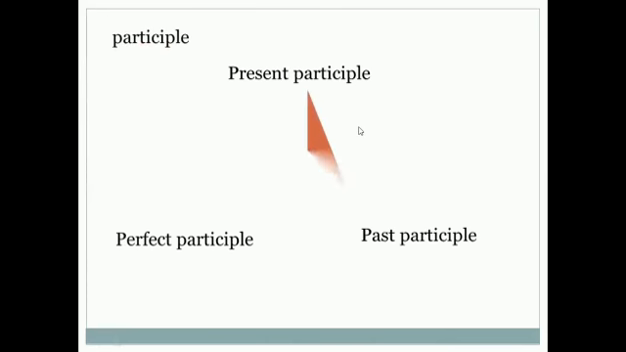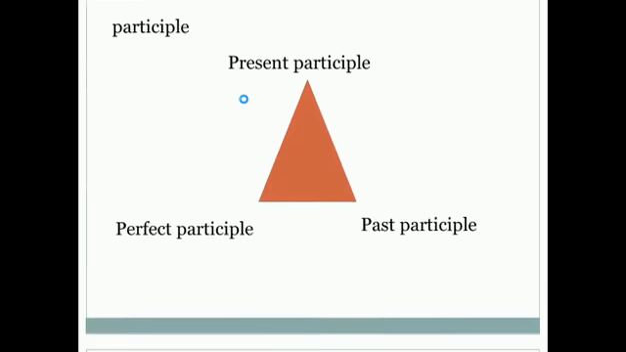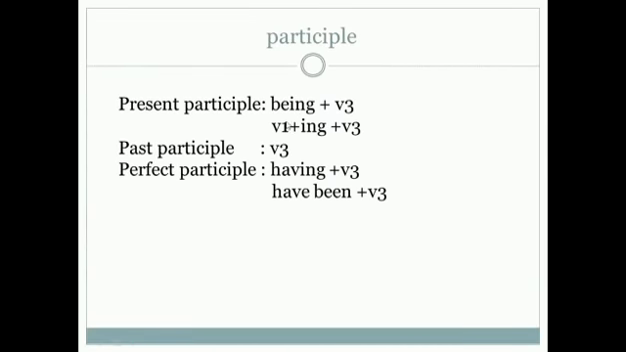And now let me discuss participles. In participles, there are three types: present participle, perfect participle, and past participle. So present participles may be converted into being plus V3 or V1 plus ing. In this video, I will tell you where we have to use being plus V3 and where we have to use V1 plus ing. And past participle is the same, we have to use only the V3 form. And perfect participle may have having plus V3 or having been plus V3. So let me consider some examples.